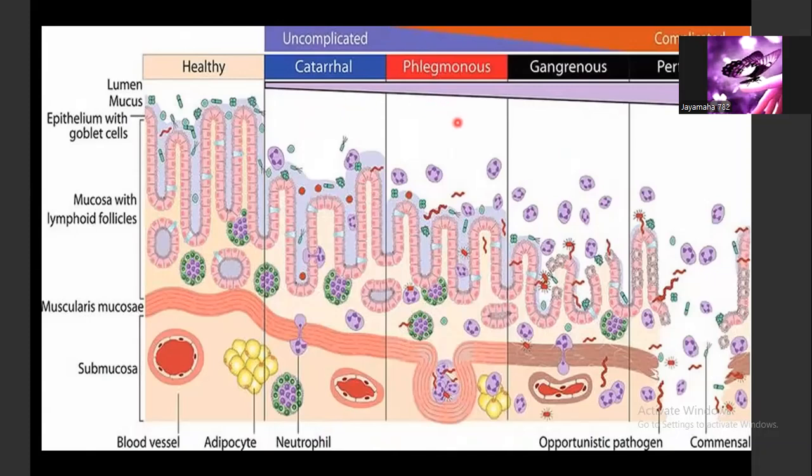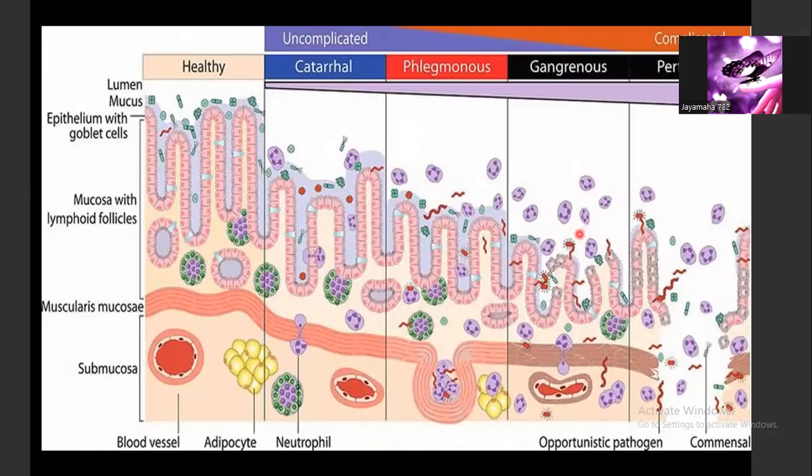Then it will develop into the phlegmonous or the suppurative stage. In this stage, the inflammation worsens due to pus collection inside the appendix. As a result, it causes fever, nausea, and vomiting. At this stage, the pain starts to shift to the lower quadrant of the abdomen.